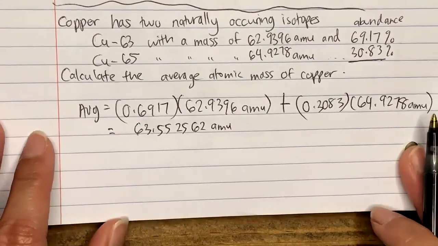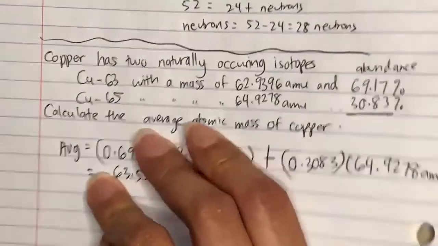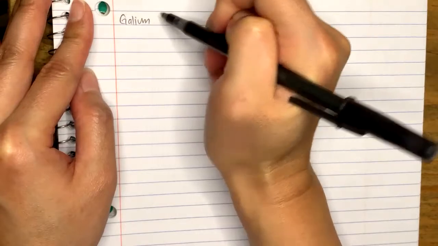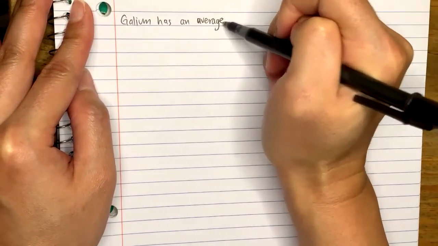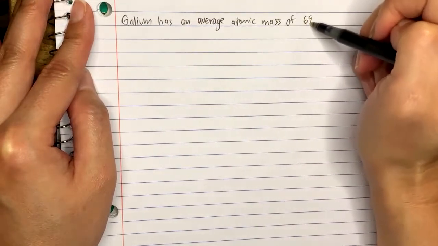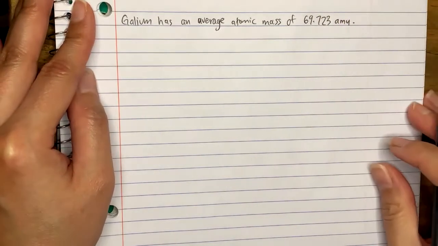Okay, so let me give you an example where you have multiple choices you want to pick from. Our exams are going to be in multiple choice. So here's an example of a test question, basically. Let me zoom out a little bit more so we can see. All right, the next question, we want to talk about gallium, okay? So gallium has an average atomic mass of 69.723 AMU. So this is atomic mass unit right there.